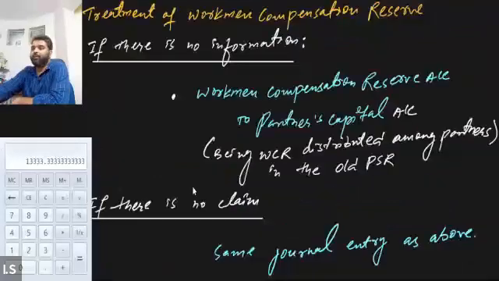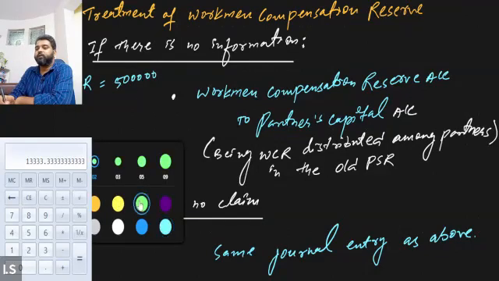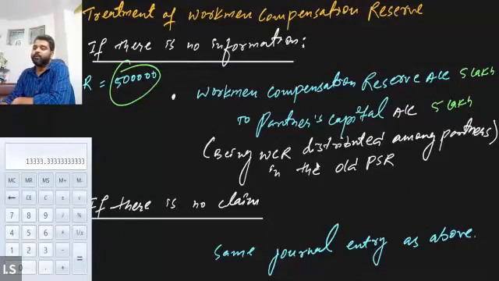Let's suppose the workman compensation reserve is rupees 5 lakh. And in this situation 1, there is no information given in the question. That means this entire amount can be divided among the partners in the profit sharing ratio. So workman compensation reserve account will be debited by 5 lakh and the partners capital account will get credited by 5 lakh based on their old profit sharing ratio.